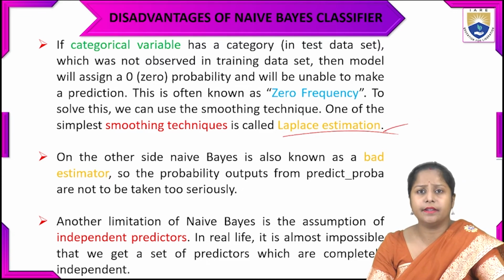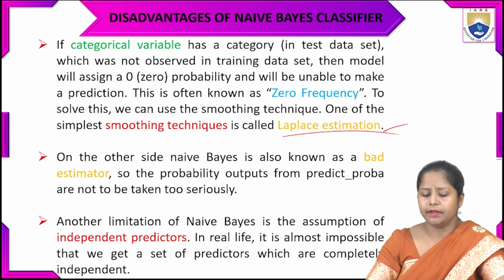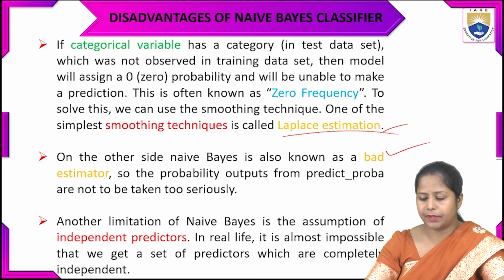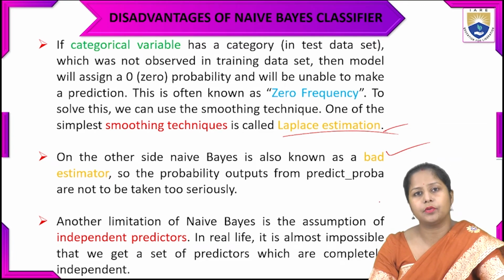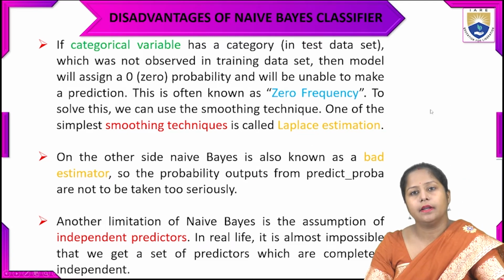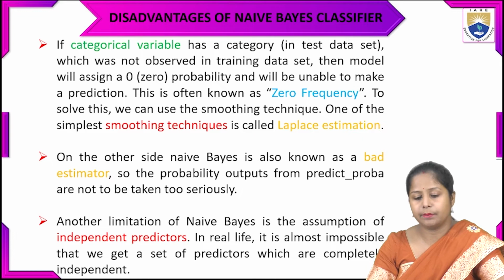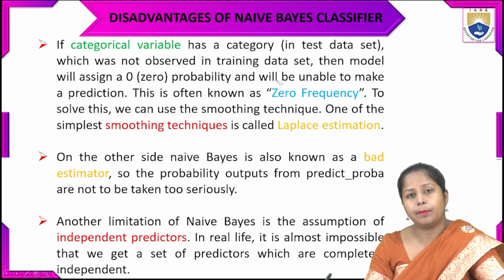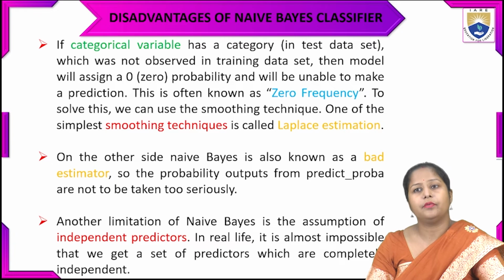On the other hand, another disadvantage is that the naive Bayes classifier is particularly called a bad estimator. Why is it bad? The probability outputs from the predicted probabilities are not to be taken too seriously. Sometimes we cannot take some predictions seriously, because if it gives 0, how are we going to rely on that? That type of probability we cannot take further. So for that, it is a bad estimator.